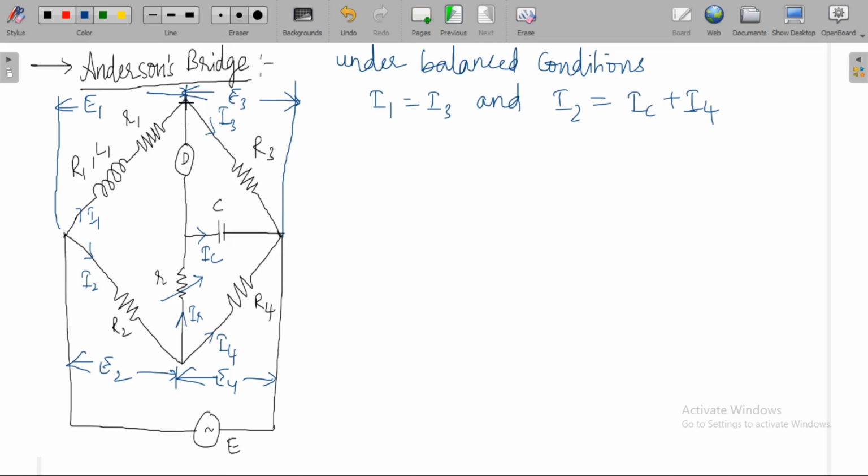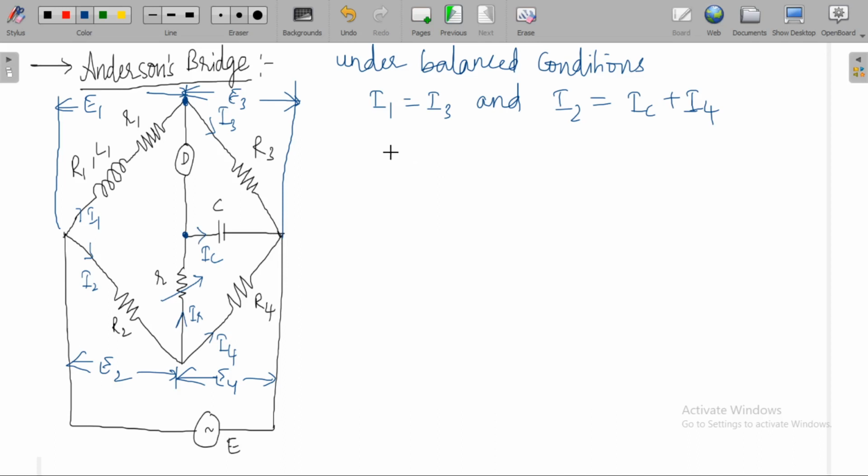Under balanced conditions, no current flows to this detector, which means this potential will be equal to this potential. Both are the same potentials. Then the voltage at this point with respect to this point is equal to the voltage at this point with respect to this point.